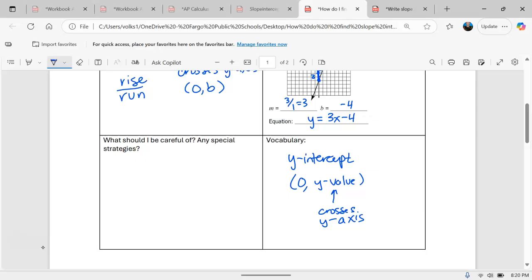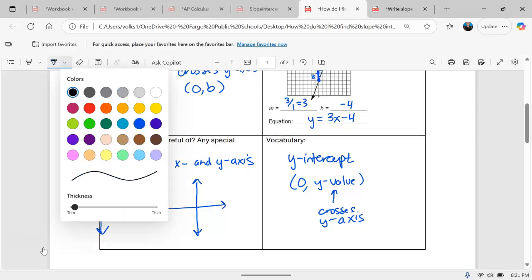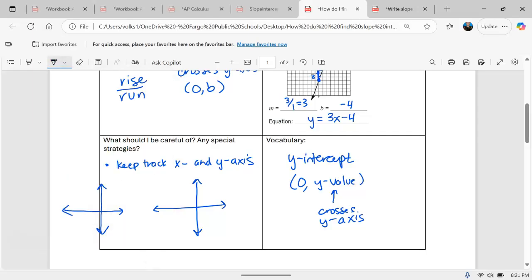Okay, some special cases that we want to be careful of is we want to make sure that you keep track of the x and y axis. That's important. We want to also talk about horizontal and vertical lines. So I'm just going to make a couple little mini axes there. I'm going to switch colors so it's a little bit easier to see.